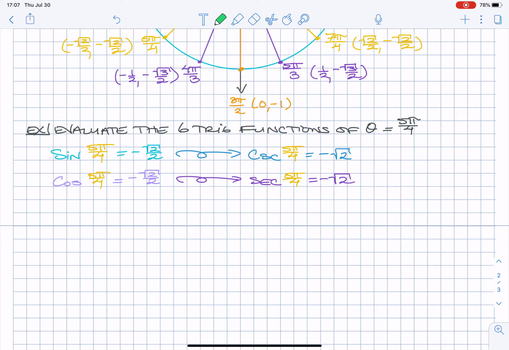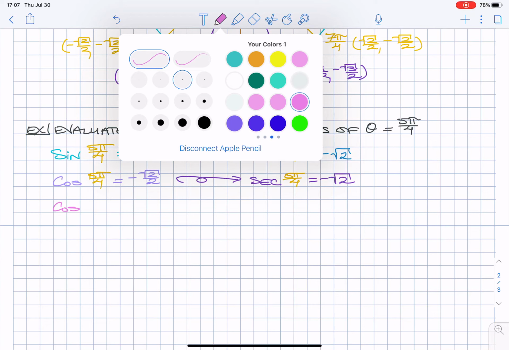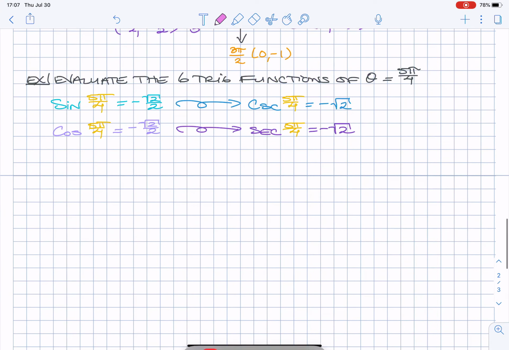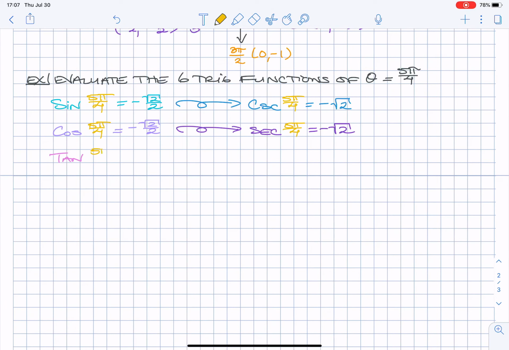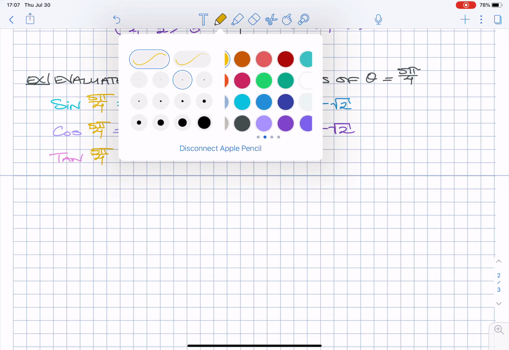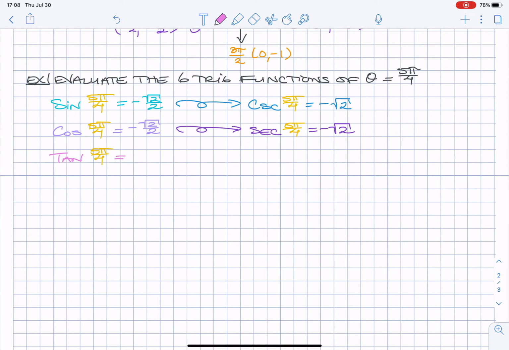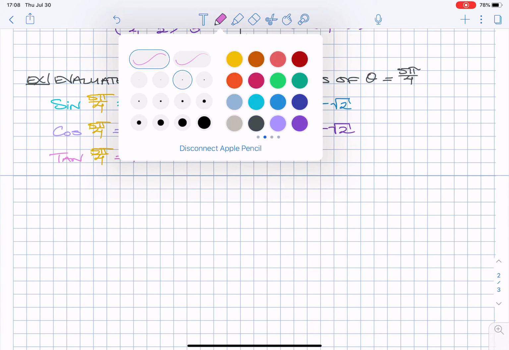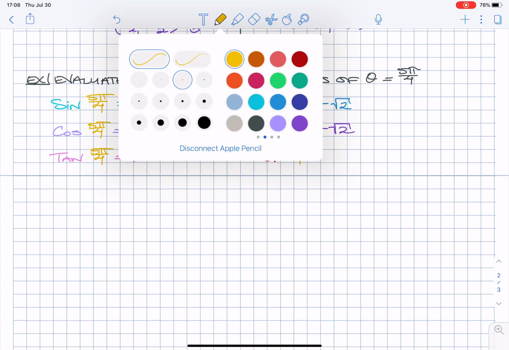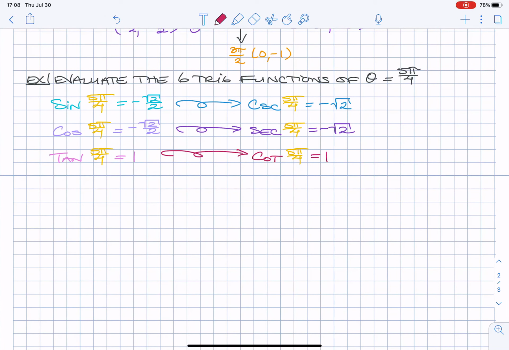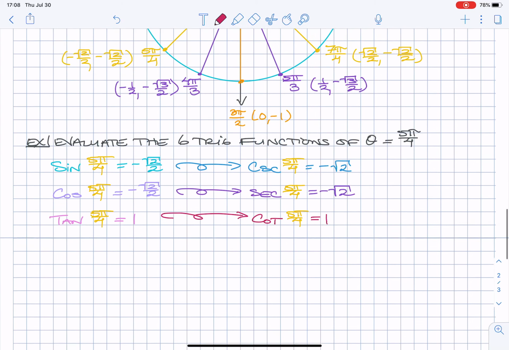And cosine, actually let me do this in this color. Cosine of 5 pi over 4, not cosine, what am I saying? Tangent of 5 pi over 4 is just the quotient of the two above it. Okay, so if I take the quotient of two things that are equal, I get 1. Doesn't matter how ugly they are. The reciprocal function, cotangent of 5 pi over 4, 1 over 1 is 1. Okay, so there we are. Those are the 6 trigonometric functions using the unit circle.